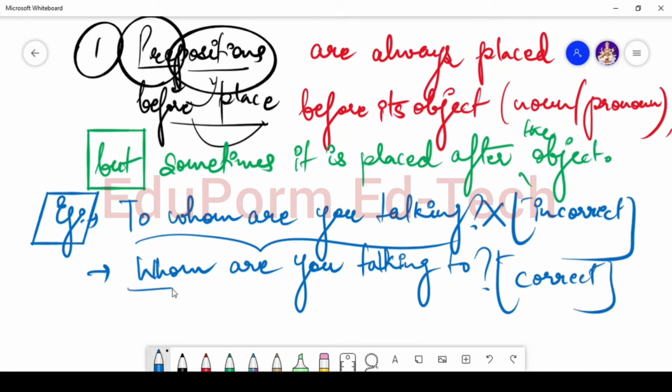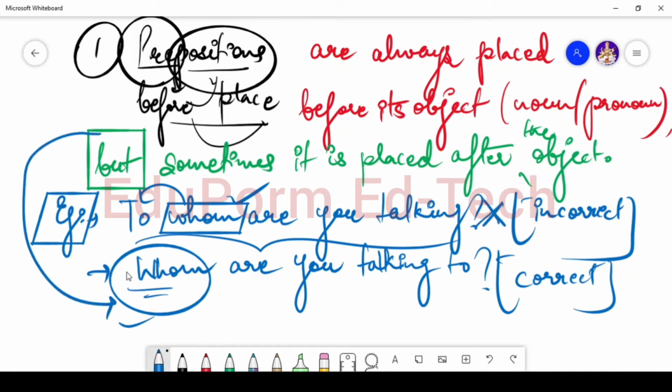So you see how the exception works? Because we already said that the prepositions must always come before noun or pronoun. It must always come before the object. Okay? So we followed the rule, and what we got? We got zero. Okay? So there are some exceptional cases where prepositions are placed after the object instead of putting it before. Okay? Now let's go through the second one.